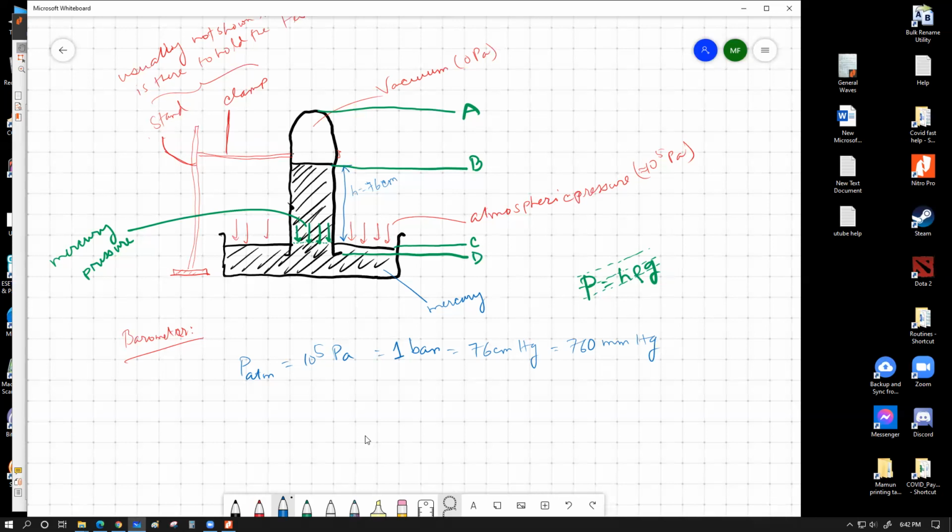In this case, level B goes up and level C goes down.